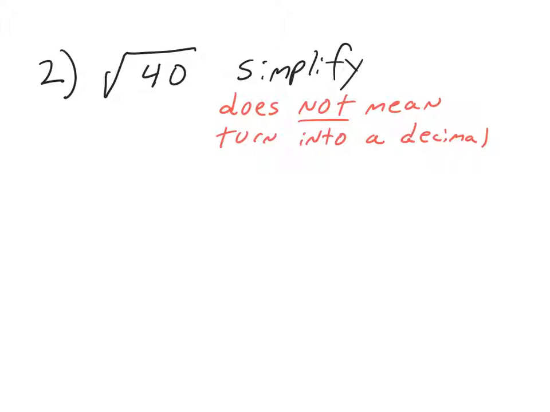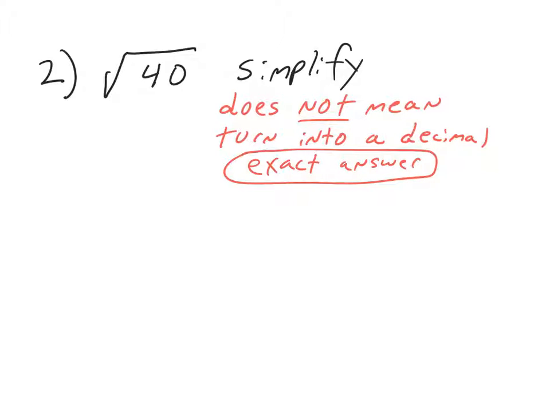On number 2, it's asking us to simplify the square root of 40. And it's important that you understand that simplify does not mean turn it into a decimal. So what we need to do is find what's called an exact answer. So we're looking for an exact answer. Okay, to do that, I need to factor 40, and I'm looking for factors of 40 that are perfect squares. If I can find one, we can simplify it. If I can't find one, then it's already simplified.